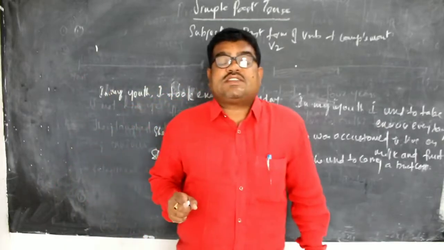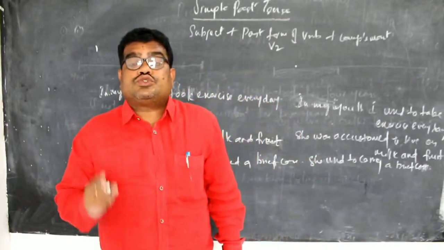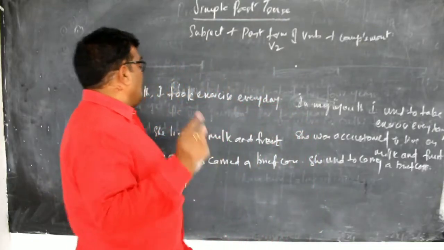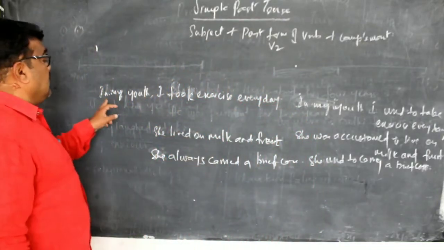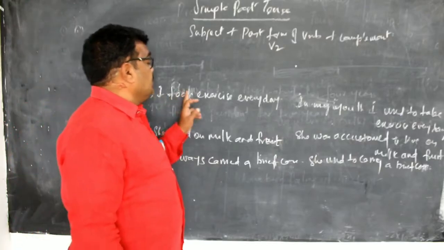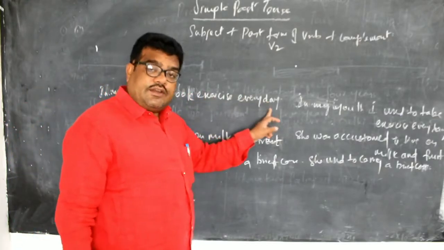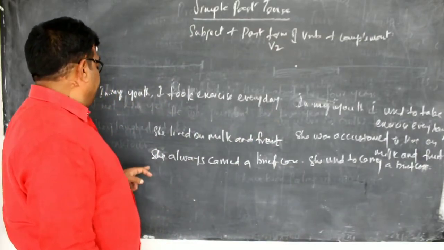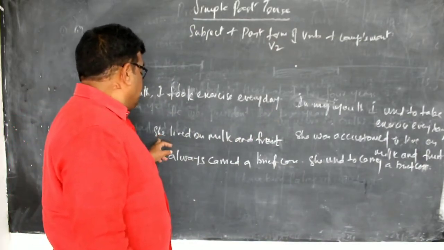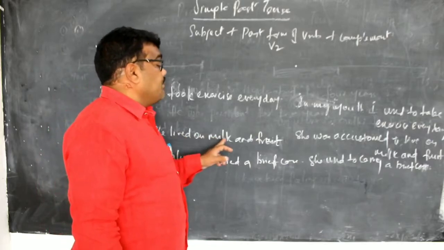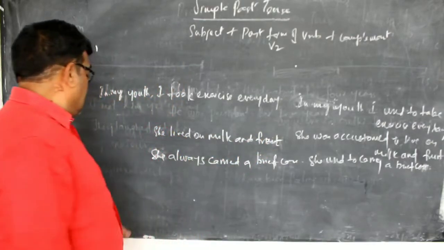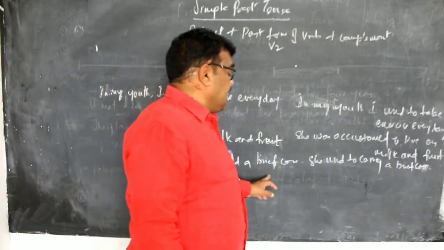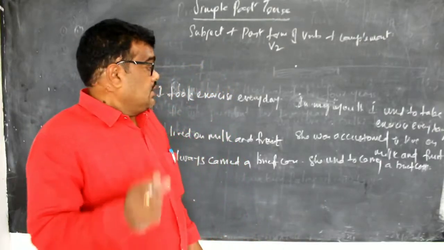The simple past tense is also used to indicate habitual actions in the past. I will show you through examples. In my youth, I took exercise every day. Presently I don't do any exercise. She lived on milk and fruit. Another example, she always carried a briefcase.